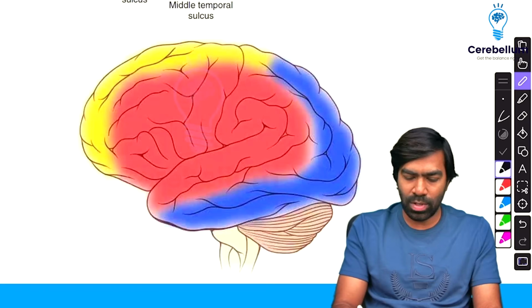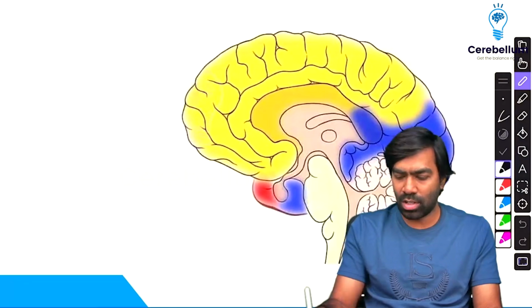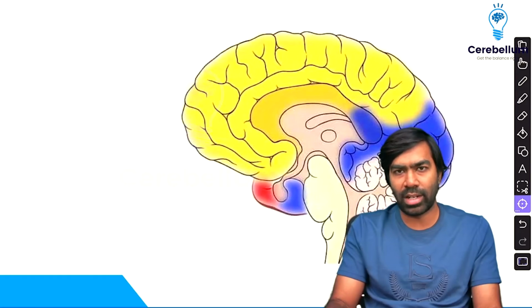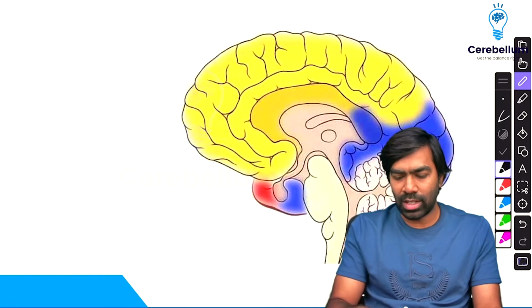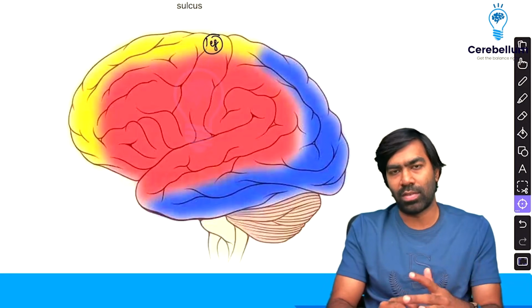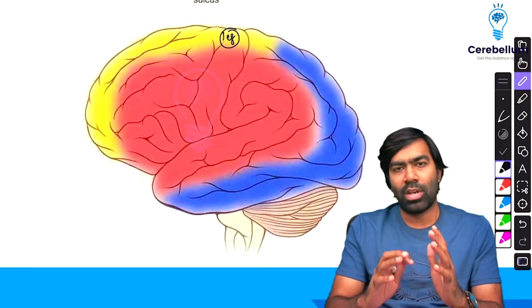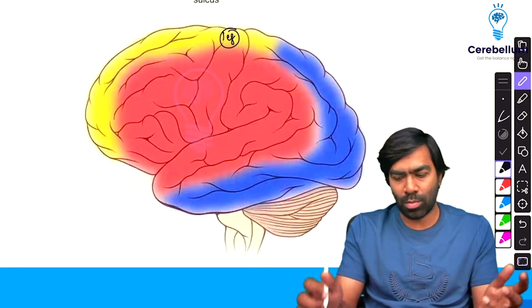If you look at the motor homunculus, the areas that are going to supply the leg and the lower limbs are going to be located superiorly. And to be honest, it will be extending to the medial side as well, which is basically under the ACA territory. So that's the reason why whenever the ACA is affected, you're going to affect the leg more than other parts of the body. So leg weakness is characteristic of ACA infarcts. Cortical infarcts is what I'm talking about.